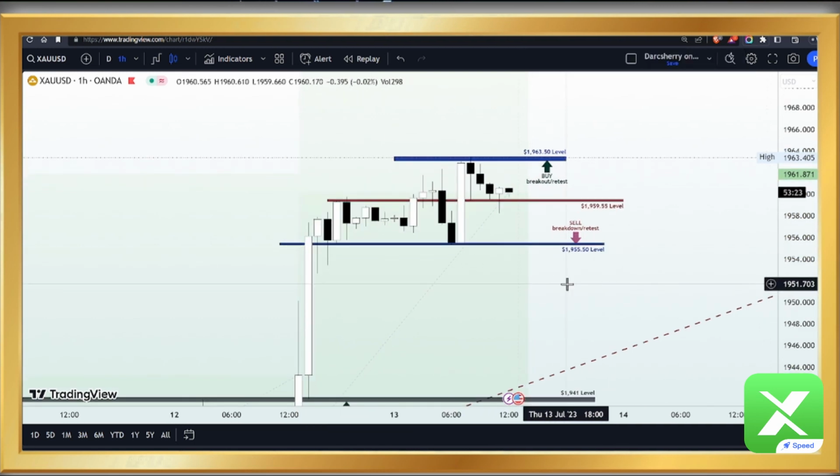So let's see how this will play out, and by tomorrow we shall come here again to review how well this instrument has been doing. So these are my views here on the XAUUSD.